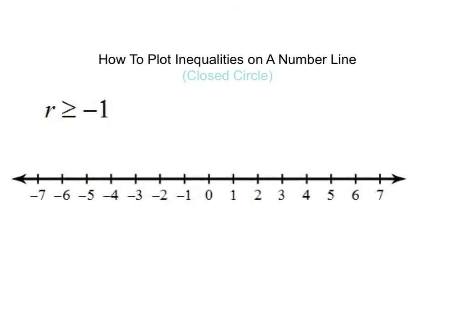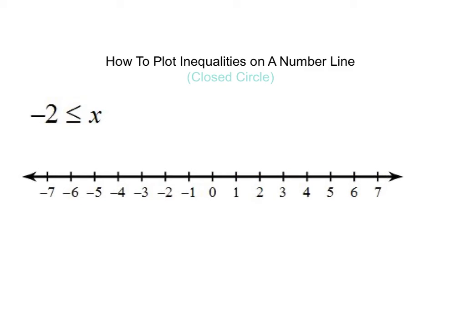So again, we have r greater than or equal to -1. So I want to include the -1, so closed circle. I will go to -1, plot my point, close it in. And then r is greater than, so things that are bigger than -1. Well, 0 is bigger than -1. 1, 2, 3, all the numbers to the right are bigger than -1.